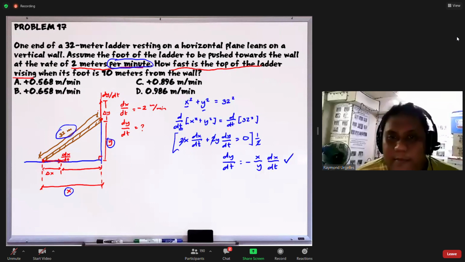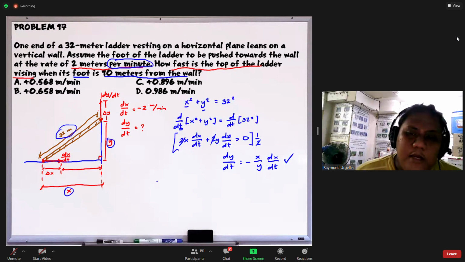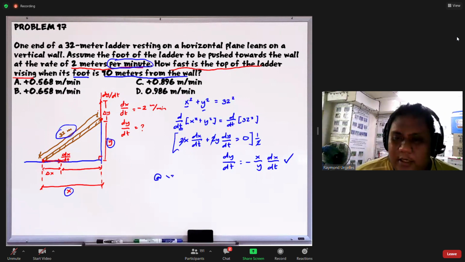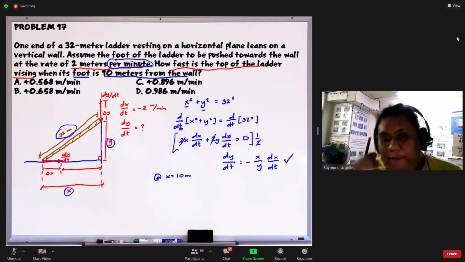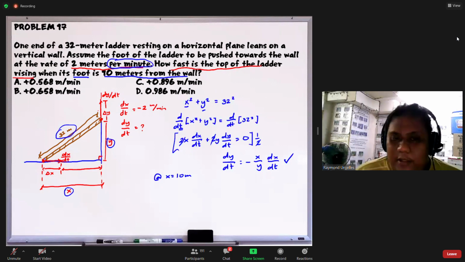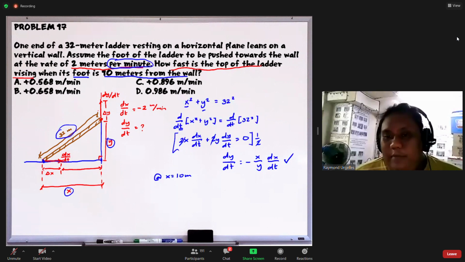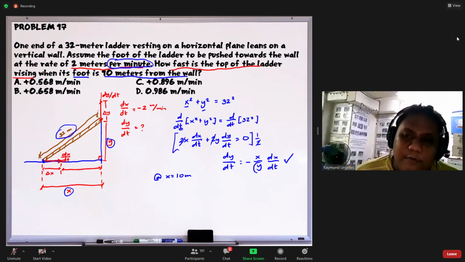Okay? So ngayon ang problema na lang, isang alam lang natin. So ito: how fast is the top of the ladder rising when its foot is 10 meters from the wall? So therefore, we need to solve this at the instant that x is equal to 10 meters. Kasi dinefine natin na yung distance natin from the foot of the ladder papunta dun sa base ng wall natin is x. So yung given na 10 meters is x. Therefore, kailangan pa natin si y.